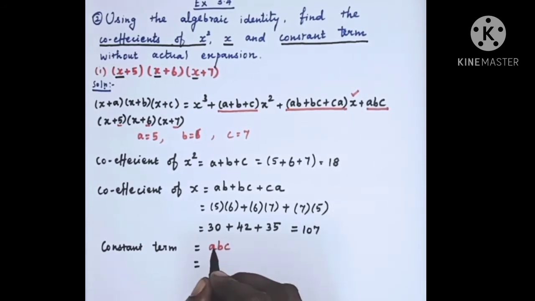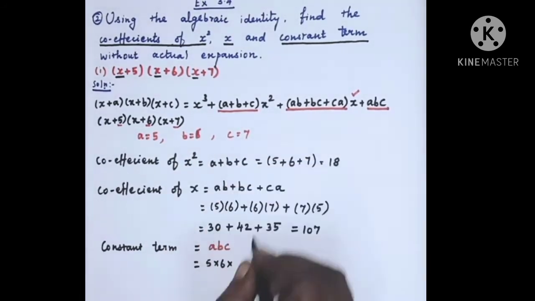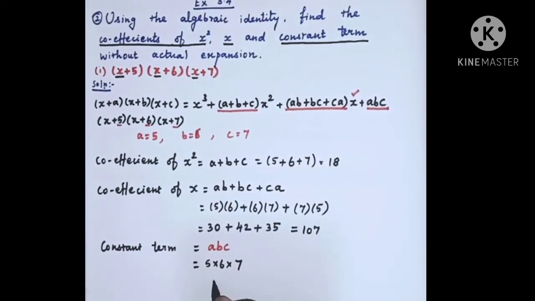Which is equal to, the value of A is what? 5 into 6. B is 6 into C is 7. 5 into 6 into 7. So multiplying these three numbers, we get 5 6s are 30, 30 into 7 is 210. This is the answer for the last one, the constant term.